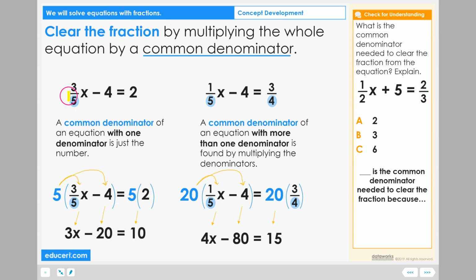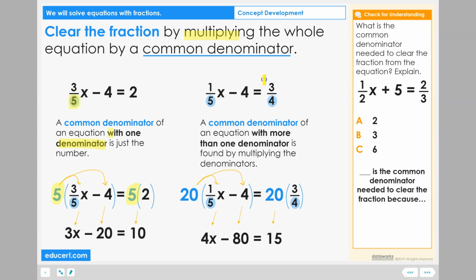In this example here, we have the fraction 3/5 as the coefficient of the variable x minus 4 equals 2. In this case, we have an equation with only one fraction, therefore with only one denominator. And if we need to find a common denominator, well, it's easy for a fraction with only one denominator. A common denominator of an equation with one denominator is just the number. So the common denominator that we will use to multiply will just be that one denominator here, 5, and we'll use that value 5 as our common denominator.